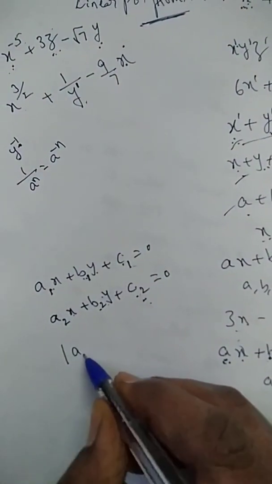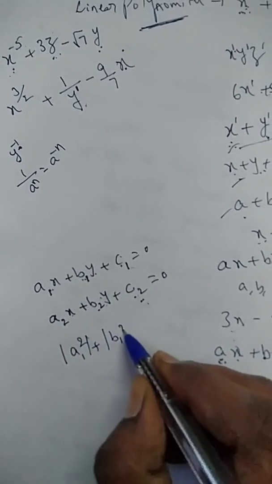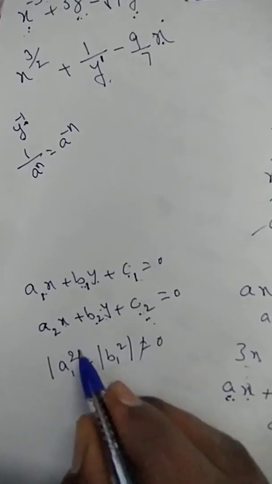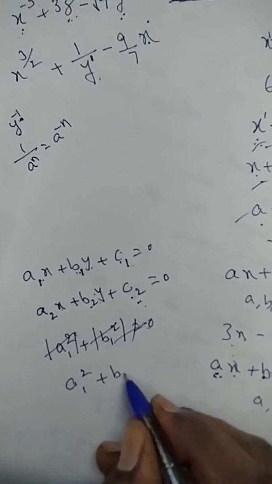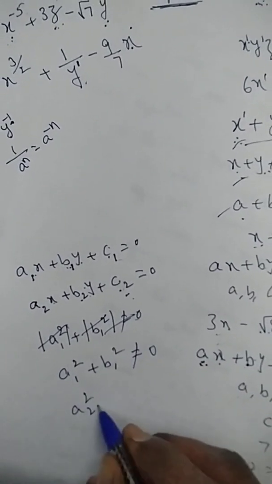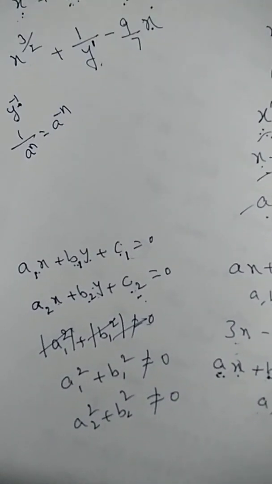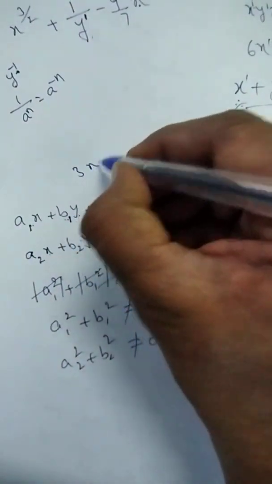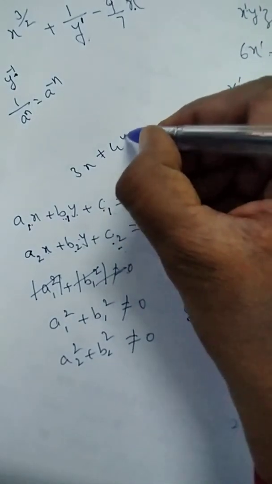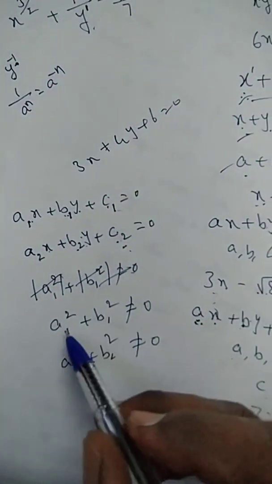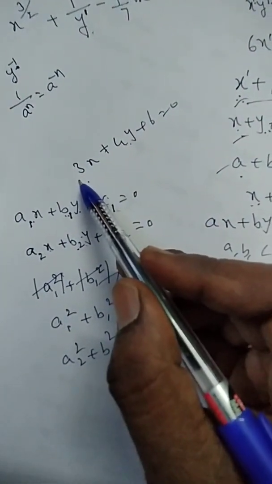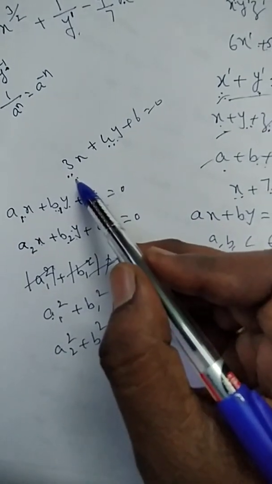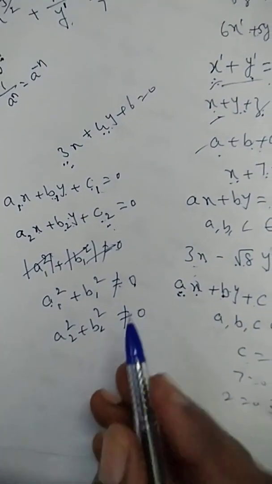The condition here is a1 square plus b1 square is not equal to 0, and a2 square plus b2 square is also not equal to 0. For example, take the first equation 3x plus 4y plus 6 is equal to 0. We can observe a1 is 3, 3 square means 9, plus b1 is 4, 4 square is 16, 16 plus 9 is 25. The result is not equal to 0.